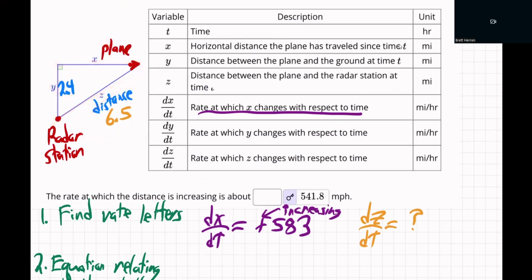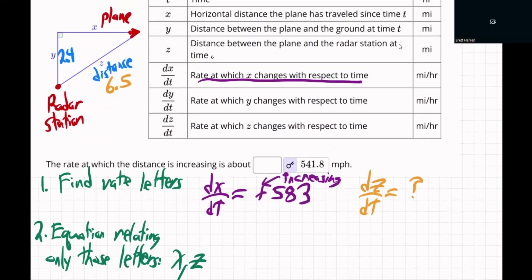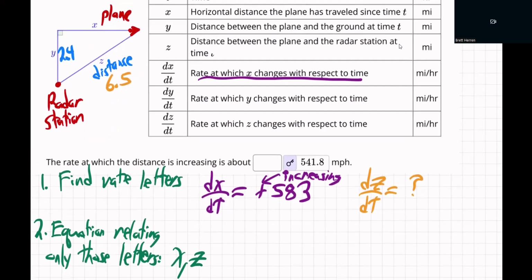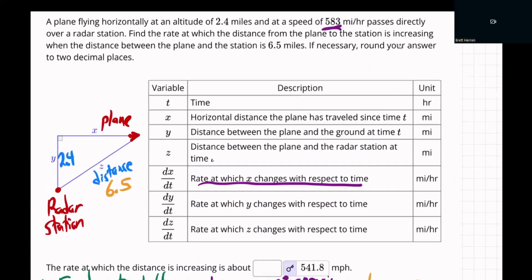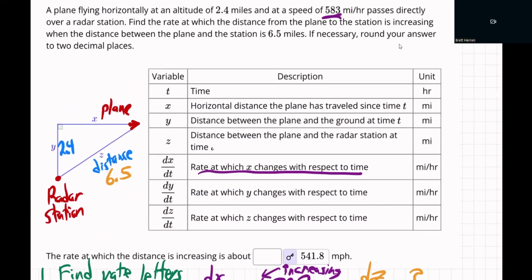Now you think, how do you know you don't want to use Y here? Well, because Y is not one of my rate letters. See how it's so important to do this in the order I'm saying? Find the rate letters, X and Z. Those are the only rate letters. You think, well, Y is right here. I know, but they never talk about it. You see what I'm talking about?